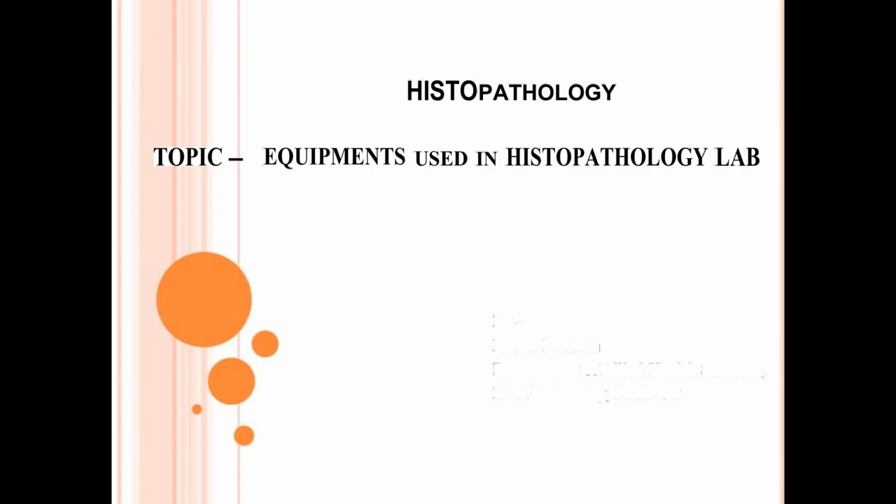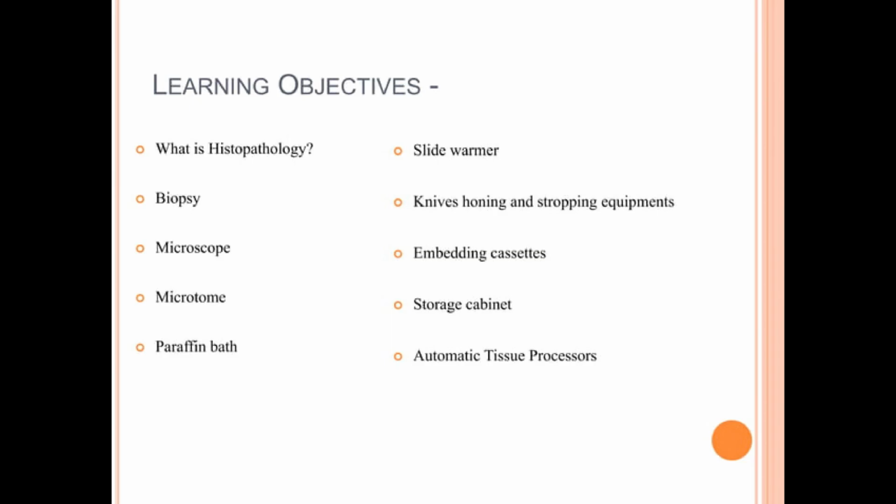Today, I'm excited to guide you through the fascinating topic of equipments used in histopathology. Let's dive right in. Histopathology is the study of diseased tissues under a microscope. It helps us understand the structure and abnormalities of tissues, aiding in the diagnosis of various diseases.